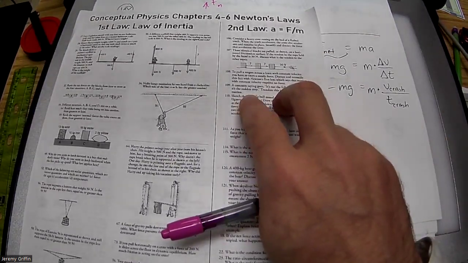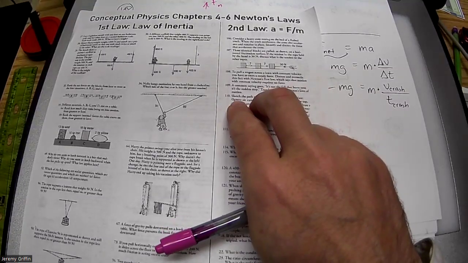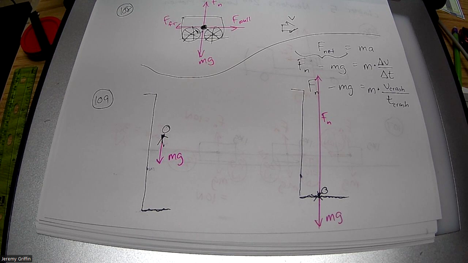Sketch the path of a ball tossed vertically into the air. Ignore air resistance. That's 109 right there. We have to draw it out. Yeah, or draw something or write something. So yeah, got that.